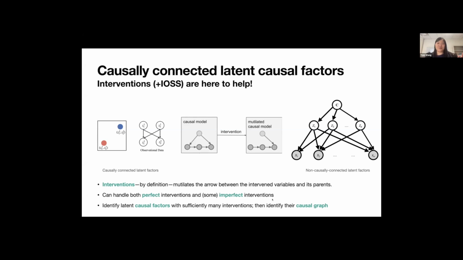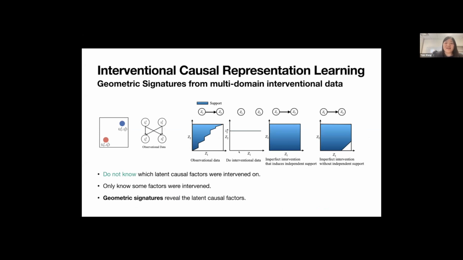We understand that independent support can help us identify latent causal factors without causal connections. Then when there are causal connections, we use interventions to break them, and we can go back to our base case. More formally, we will need to work with multi-domain interventional data, or multi-environment, or multi-context data, where every single domain comes from some intervention. Depending on the type of intervention, we may or may not be able to do things. Importantly, we do not know which latent causal factors were intervened on. We only know that some factors were intervened, and here we restrict ourselves to single node interventions.